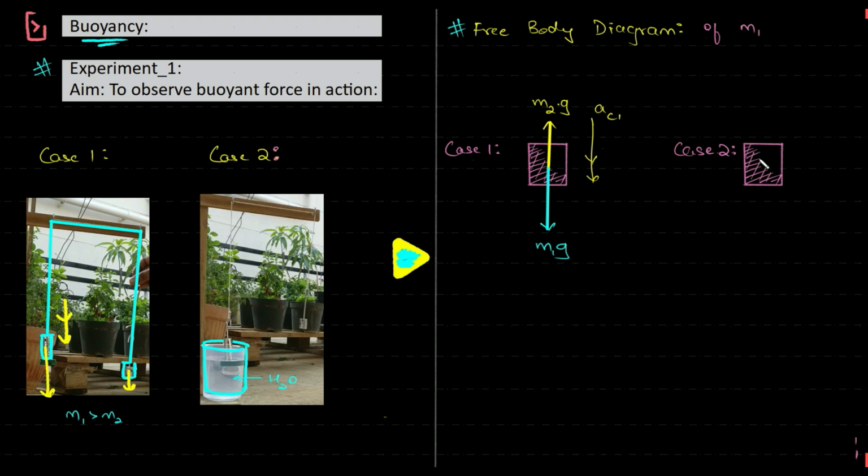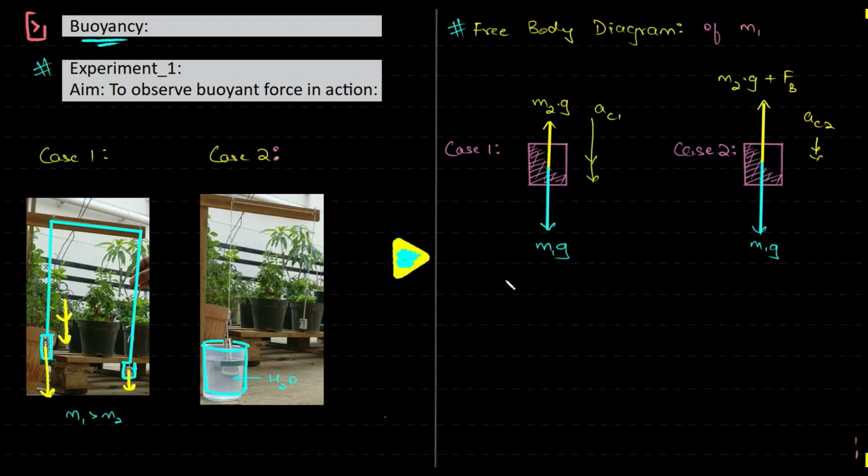In case 2, what is happening? Well, we do have the same pull down force. And along with that, we do have a pull up, but we can see that the acceleration is a lot lesser than in case 1. Why is that? What is happening over here? It's because m2 into g along with some other force is reducing the rate of fall. What is this force? That is nothing but your buoyant force. Okay guys, because of which the acceleration is less.